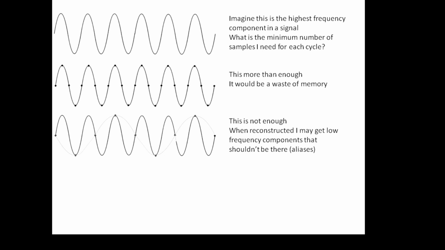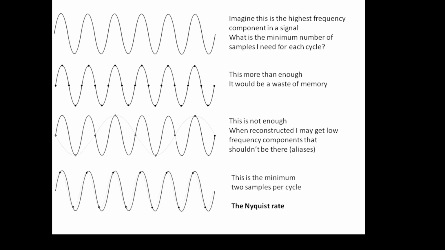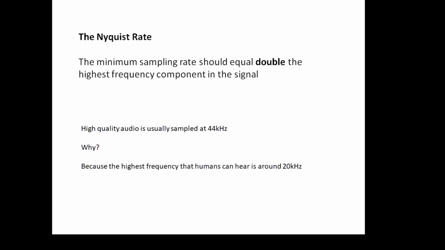What's the minimum number of samples we need? Well, it's this diagram here, and it's 2 samples per cycle. With 2 samples per cycle, we can reconstruct the highest frequency, and that has a name. It's called the Nyquist rate. The Nyquist rate is the minimum sampling rate, and it should be equal to double the highest frequency component in the signal, because it's 2 samples per cycle. For example, high quality audio is sampled at about 44 kilohertz. Why? Because the highest frequency that humans can hear is about 20 kilohertz, which is about half that.